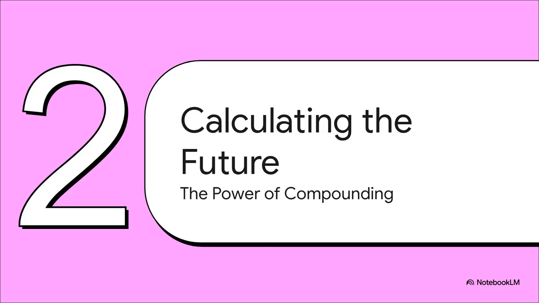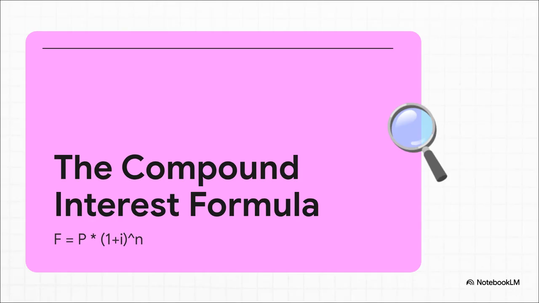All right, so now we know what it is. Let's talk about the how. How do we actually calculate this? We need a formula to see this power in action. And here it is, the compound interest formula. Honestly, this little thing is like the engine of financial planning. It's what lets us calculate the future value, or F, of an investment. In other words, it tells us exactly what our money is going to be worth down the road.